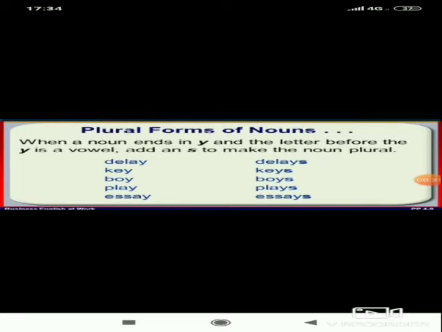Similarly, key. The last letter is Y and just before it the letter is E, so we are going to add S, and it becomes keys. Boy, boys. Play, plays. Essay, essays. Then we move on to the next rule, that is, if any word ends with F or FE, we add VES in place of it.